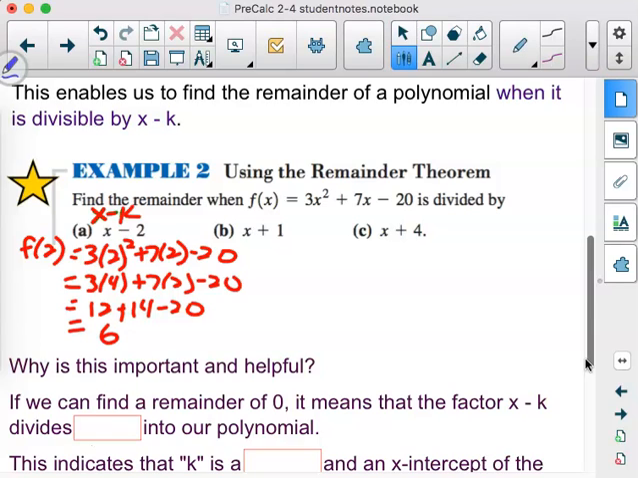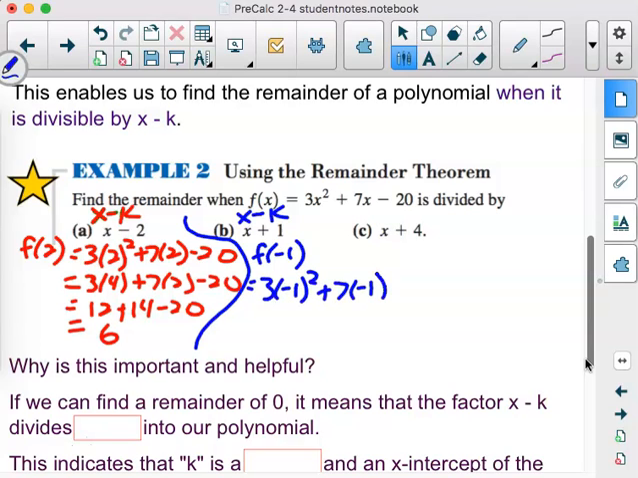So I look at B, and I realize, oh, that must have been a negative 1 that they put in there because it somehow became x plus 1. So it must have been x minus a negative 1. So what I really have to do is find f of negative 1. And I want to see, does it have a remainder? So 3 times negative 1 squared plus 7 times negative 1 minus 20. Same thing again, follow those order of operations. So negative 1 squared is 1. Then we have 3 times 1 is 3, 7 times negative 1 is negative 7, 3 minus 7 is negative 4, minus 20, negative 24. So that one also has a remainder. You know, that tells us that's not a 0. Well, let's check out C.